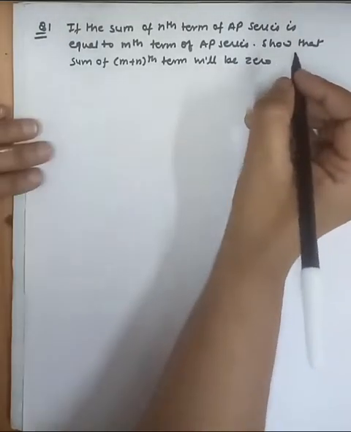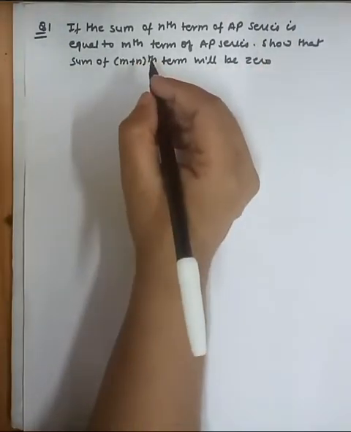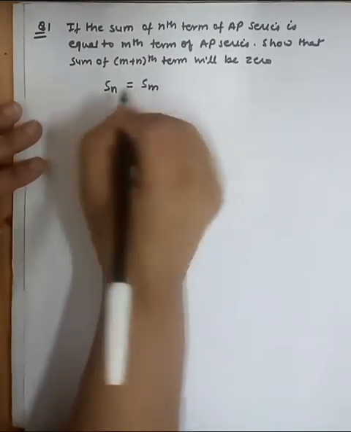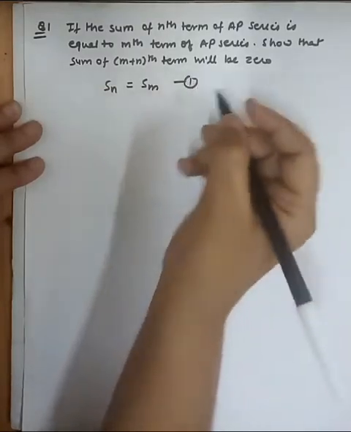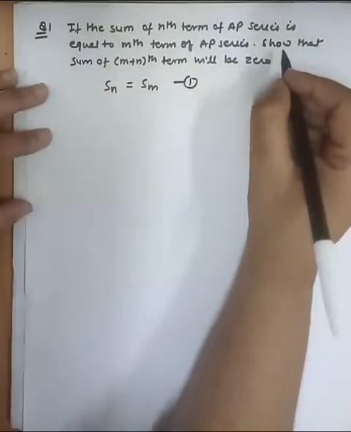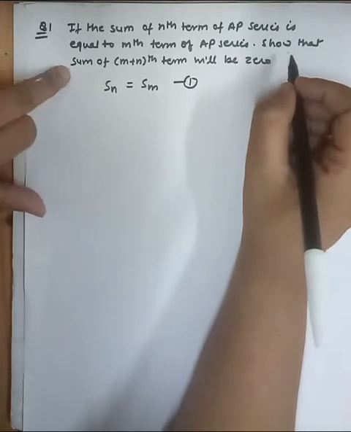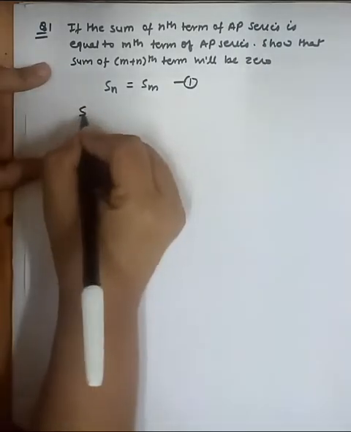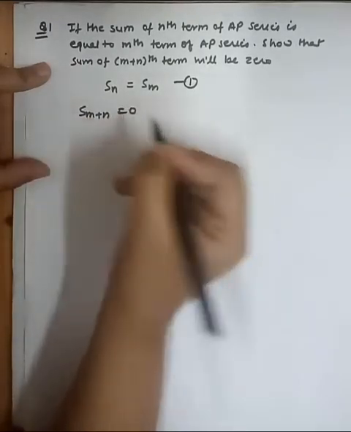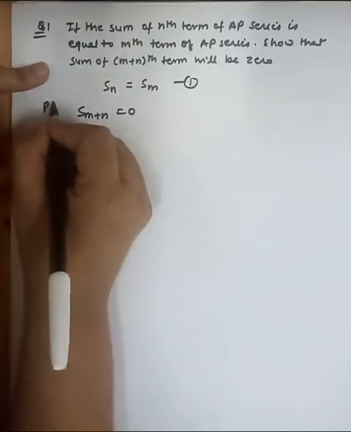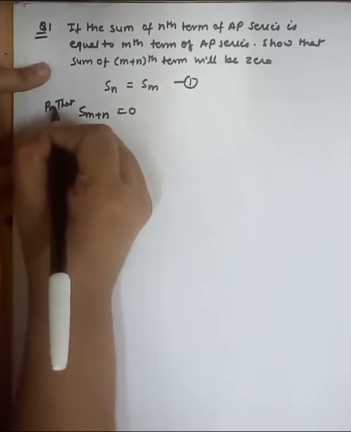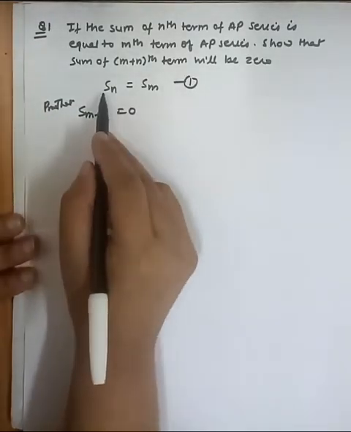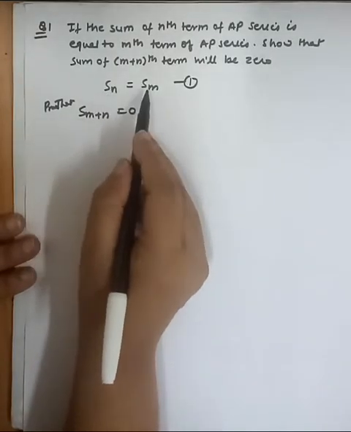It means the sum of the nth term, Sn, and the sum of the mth term, Sm, both are equal. This is the first condition. And the question said prove that the sum of the m plus n terms will be 0. It means S(m+n) is equal to 0. You have to prove this one. Okay, so friends, first of all, we use the condition Sn equal to Sm.